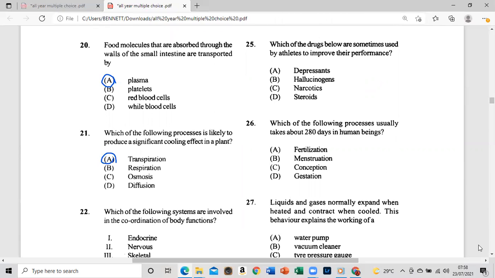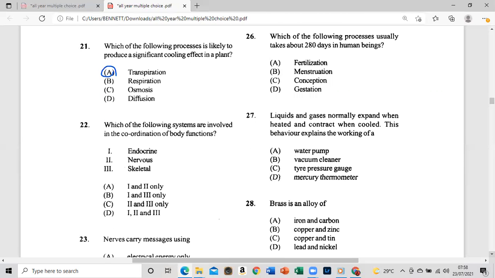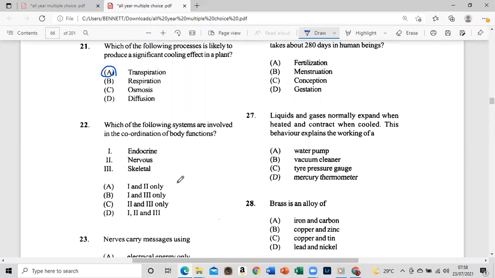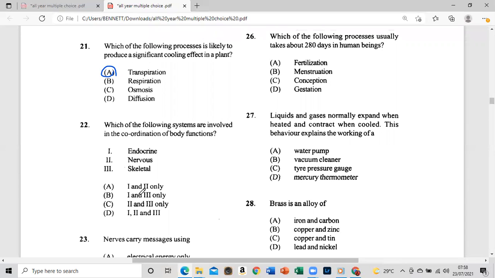All right. Number 22. Which of the following systems are involved in the coordination of body functions? So is it one, we have endocrine, two, we have the nervous, and three, the skeletal. All three look valid, you know. Yep. Endocrine, yeah. So 22 is all three. So the endocrine, the nervous system, and the skeletal are all bodily coordination systems.